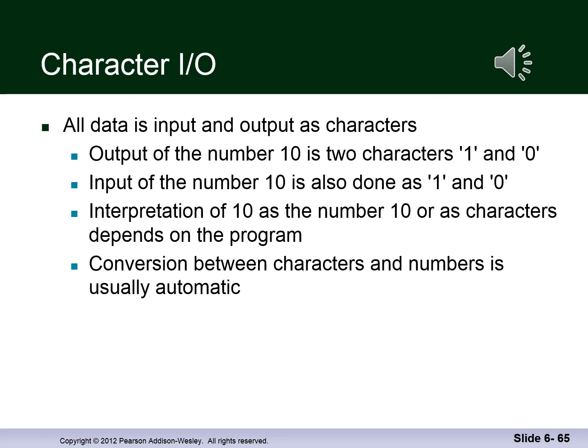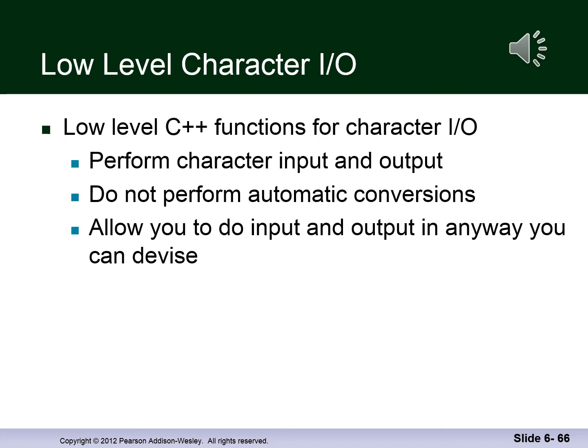Next, we'll discuss low-level character I/O, crunching through the input and output data one character at a time. There are low-level C++ functions that perform character I/O. These do not perform automatic conversions. They allow you to do input and output in any way you can devise. Let's take a closer look.